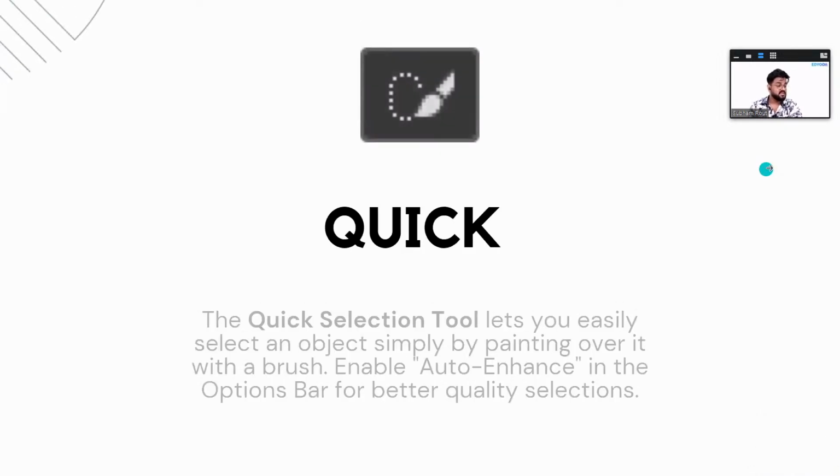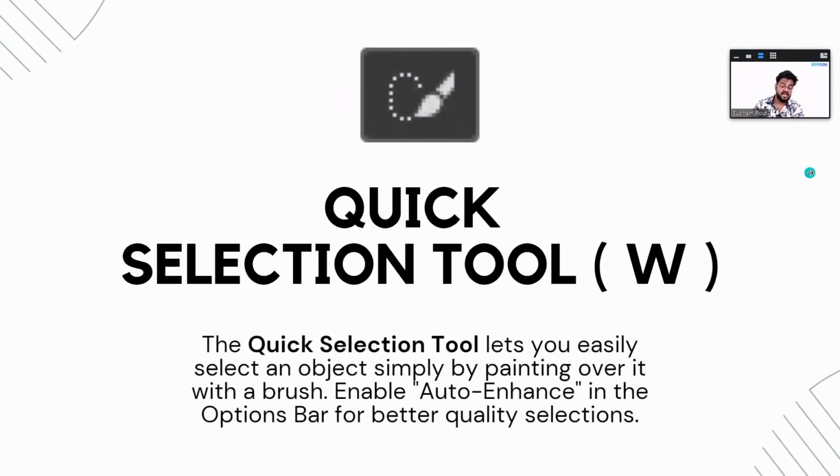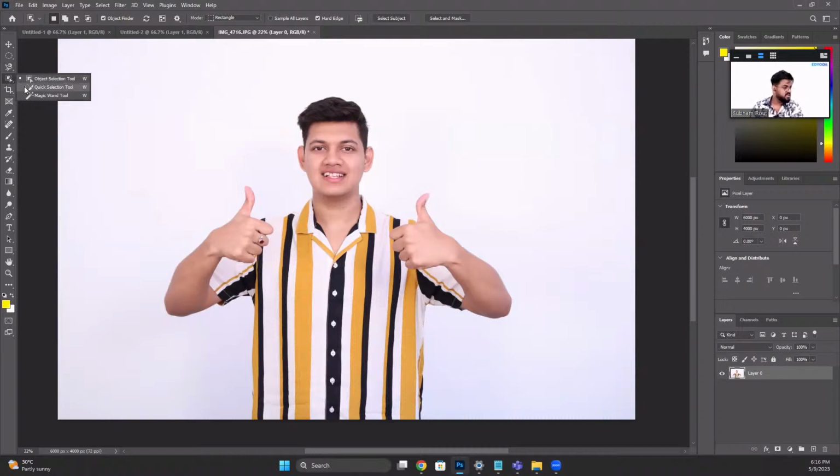Now, next we have is the quick selection tool. What it does, it simply lets you easily select an object by painting over it with a brush. Now you can enable auto enhance in the option bar for a better quality selection. Now if we see the quick selection tool, if I drag it, you can see the area that I want to drag is quickly being selected. So if I want to select this subject, now the entire subject is selected.